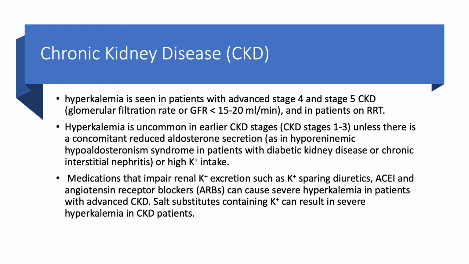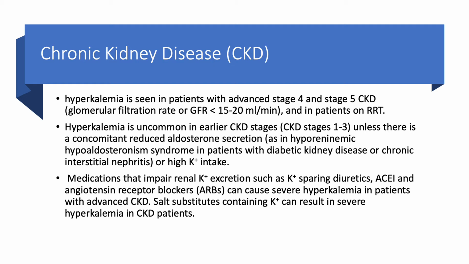But if you have another factor, like someone with diabetes and hyporeninemic hypoaldosteronism, they don't make much aldosterone, or someone with chronic interstitial nephritis, someone who's taking a lot of potassium, someone on a potassium-sparing diuretic, ACE inhibitor, angiotensin receptor blocker, salt substitute, then you have more than one factor. You have chronic kidney disease, and now you're challenging the patient with another thing: increased intake, a potassium-sparing diuretic. So you are reducing the kidney's ability to excrete potassium because you're affecting aldosterone, which is the main hormone that secretes potassium. When that happens, you can see hyperkalemia even in earlier stages of chronic kidney disease.